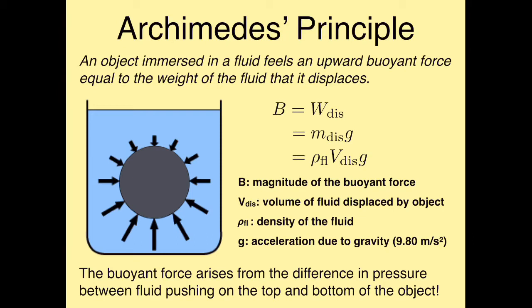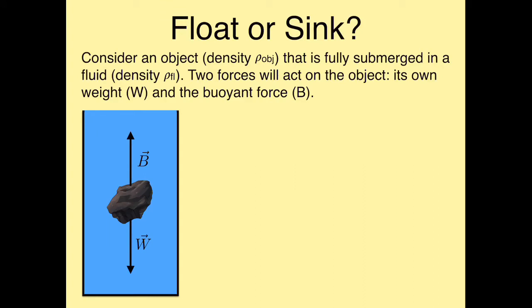So this buoyant force, B, equals the weight of displaced fluid, which is also equal to the mass of the displaced fluid times g. That's what we saw in our derivation, which is also equal to the density of the fluid times the volume displaced times g. So these are just three different but equivalent ways of thinking about how the buoyant force works. We use what we've learned about Archimedes' principle to determine if an object will float or sink if it's placed in a fluid. So the general problem is this.